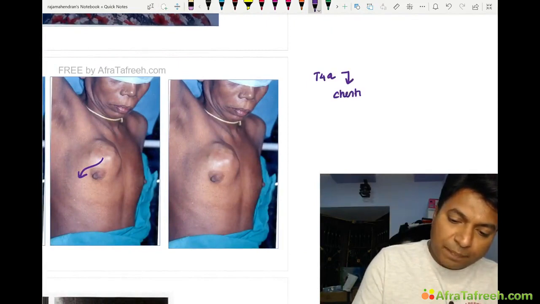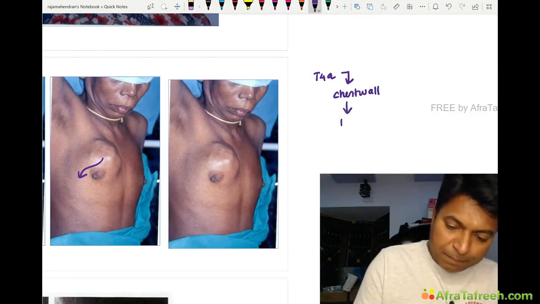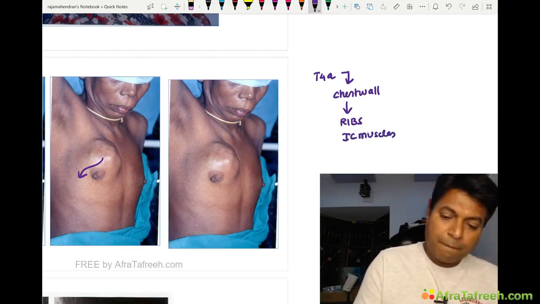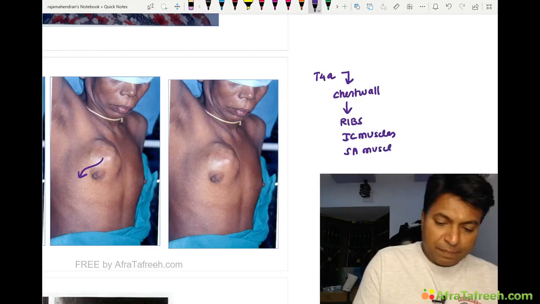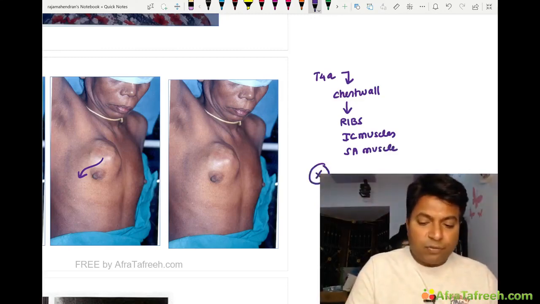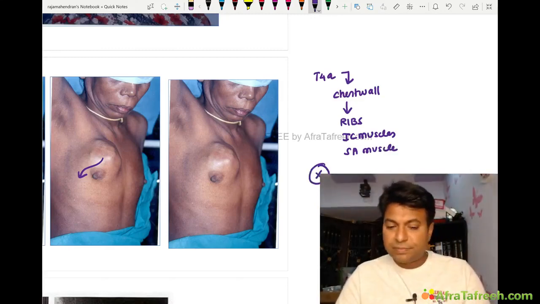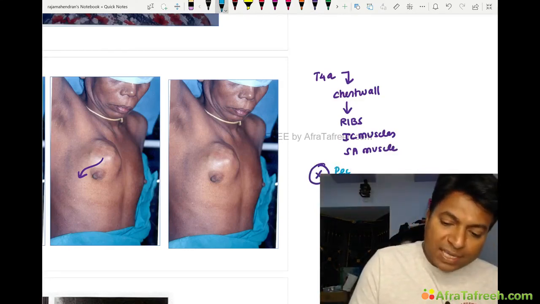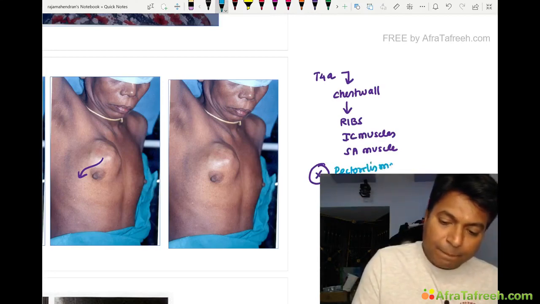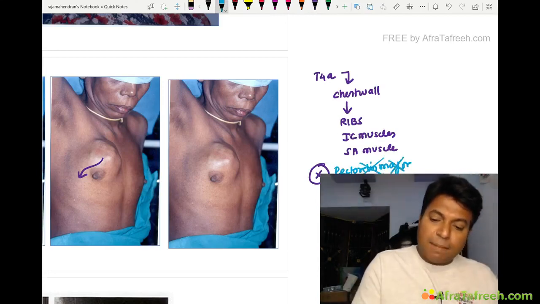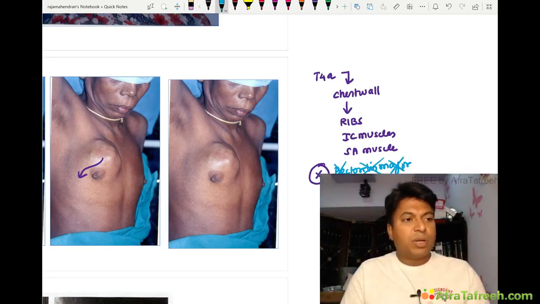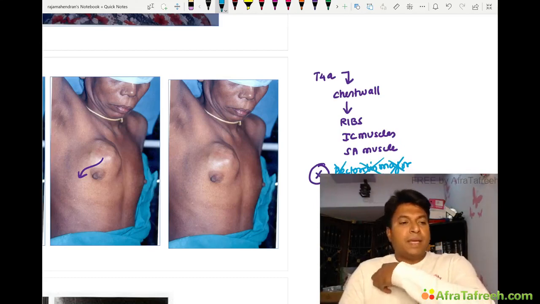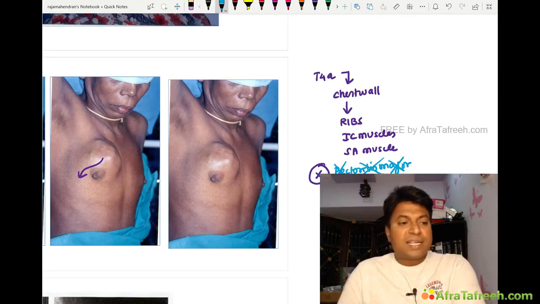Chest wall fixity, like ribs, intercostal muscles, serratus anterior muscle. What should it not include? T4A does not include pectoralis fixity. Pectoralis major will not come under T4A. Very important point I want you to remember. T4A means the tumor getting fixed to the chest wall, intercostal muscle and serratus anterior muscle, not with pectoralis major at all.